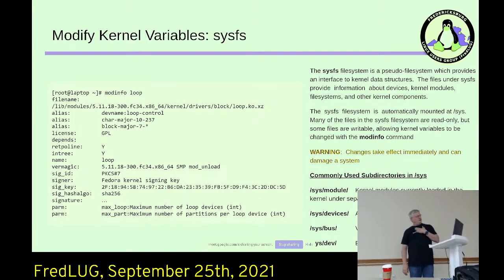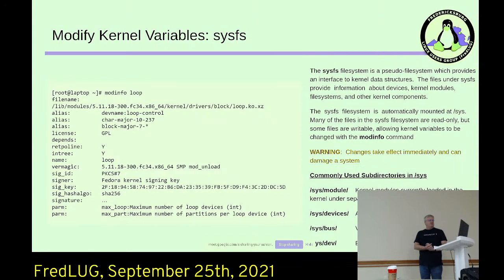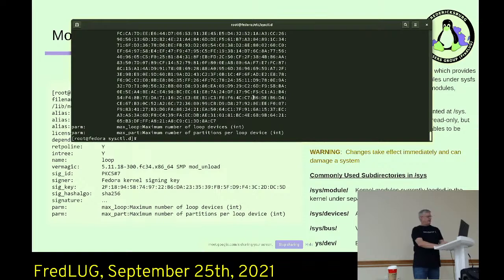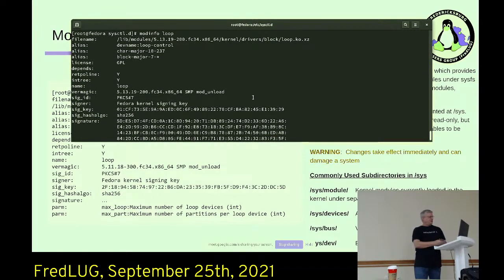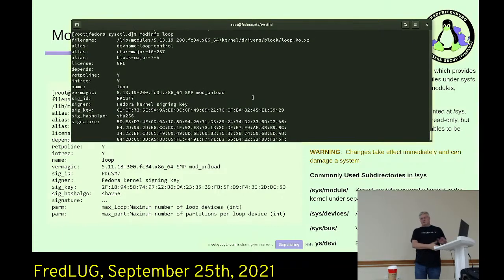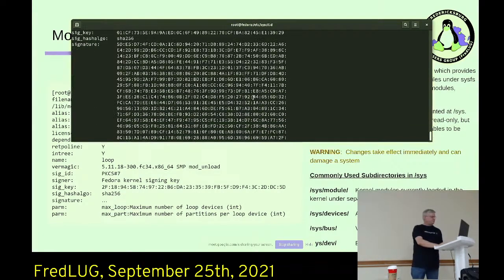All right, so the sysfs file system. It's a pseudo file system which provides an interface to kernel data structures. The files under sysfs provide information about devices, kernel module systems, and other kernel components. Commonly used, if I run that command, I get a bunch of fun information. Okay, so this is the command being run. I get a modules directory. What else do I get? I get a signature, so this is the signing key. Obviously, to increase security of the Linux kernel, we started signing all the modules. That's the signing key for all the modules in the kernel, or the other half of the key. So everything is in there.